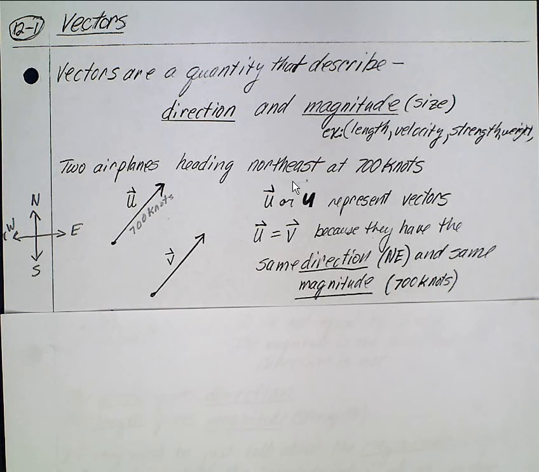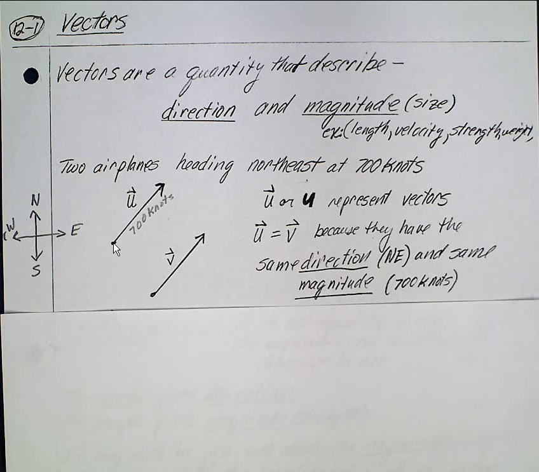If we want to represent vectors for two airplanes heading northeast at 700 knots, you have to remember north, east, south, west. You may want to remember going clockwise: Never eat soggy waffles. You've got to remember which way the directions are. So if I say northeast and I don't say anything else, you need to understand when vectors are concerned that that's right in the middle at a 45-degree angle, northeast.